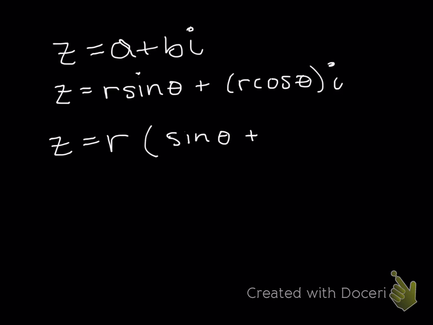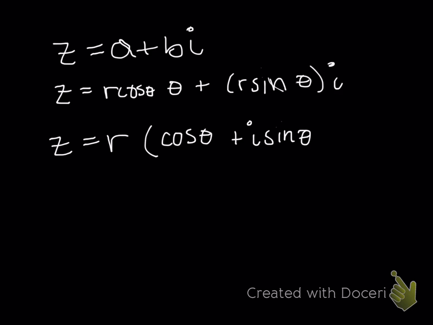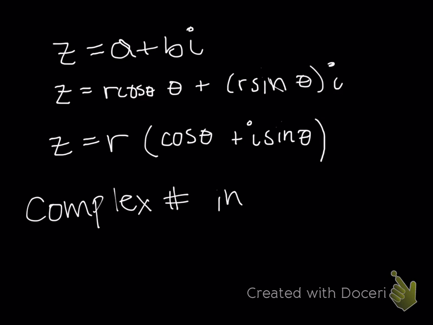Actually, I'm looking at this and I made a mistake up here. a was r cosine of theta and b is r sine of theta. So that's going to change this. When I factor the r out, I'll be left with cosine of theta plus i sine of theta. So this is the complex number written in polar form. Again, you might want to jot this down.